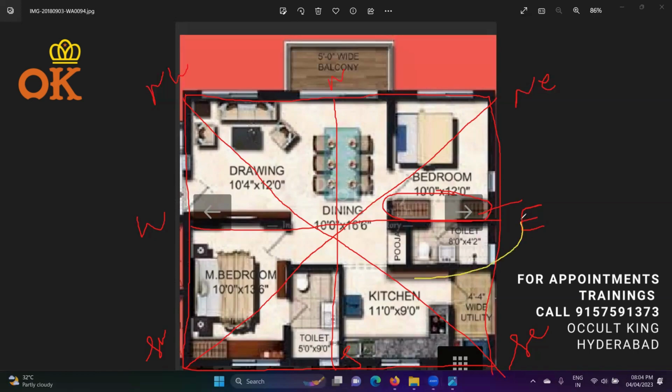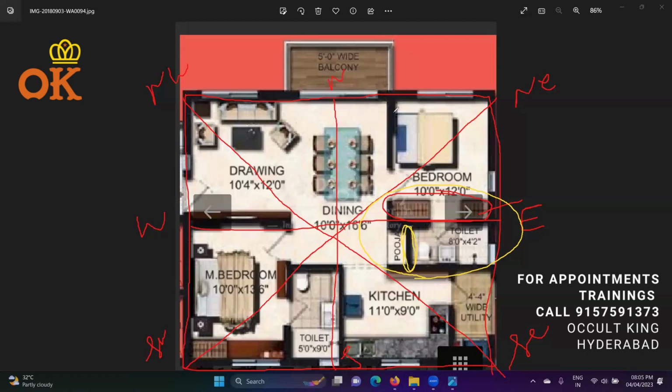In the eastern direction, there is a toilet as well as a puja room. This is something which can create a lot of disturbances in this family. The reason being, toilet and puja have to be positioned separately. They should not share the same wall. If you see the property, the position of the puja as well as the toilet is sharing the same wall.